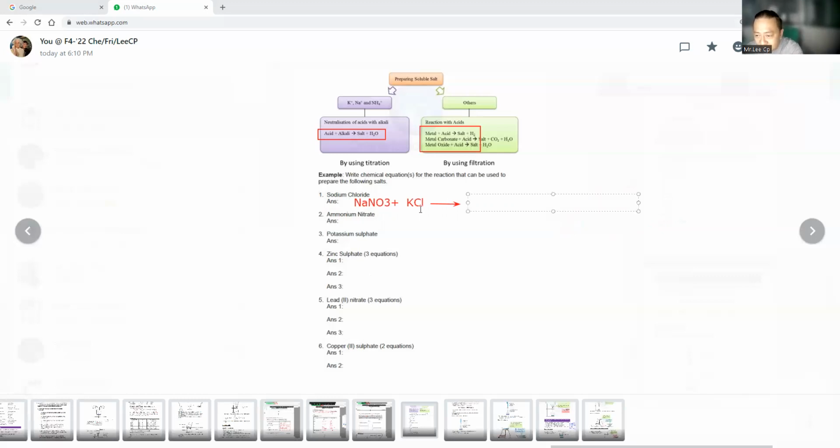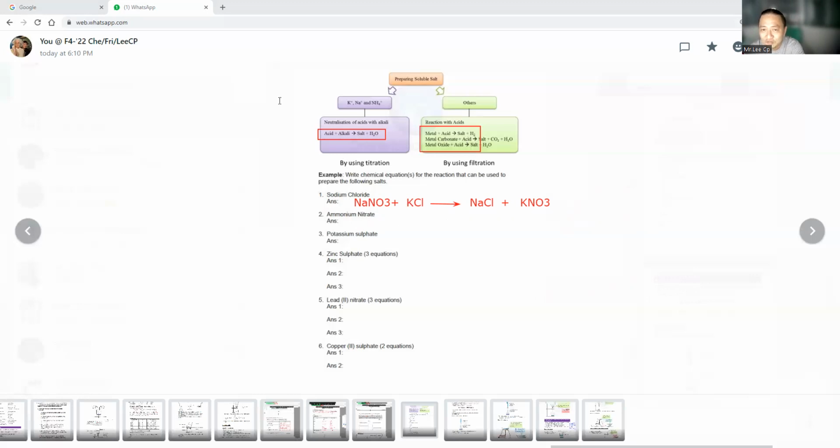What will you have? You get Na and Cl. NaCl plus KNO3. NaCl plus KNO3, very good. Now I want to add in numbers. So 1 Na, 1 NO3, 1 K, 1 Cl, because one is positive, one is negative. So that's all.